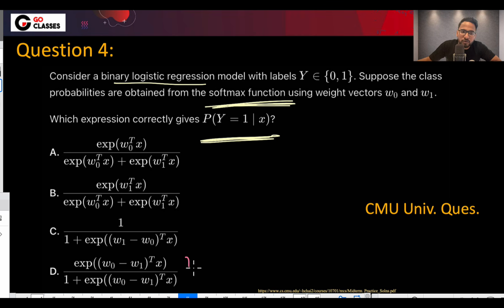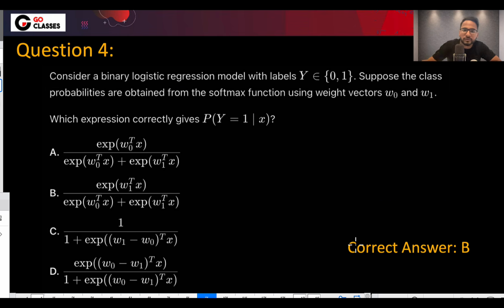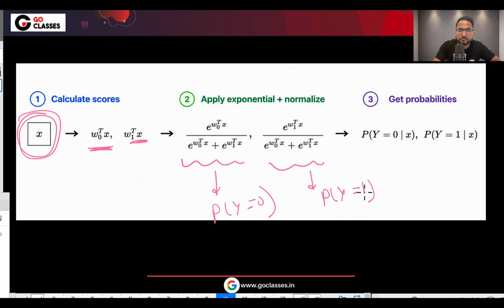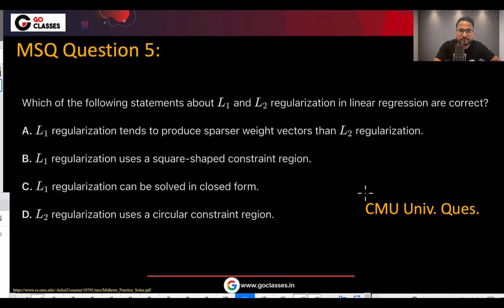Now see, D could also be correct, I think, if this is W1 minus W0. If this is W1 minus W0, then D could also be correct. Why? Because if you divide, let's suppose, by the W0, then it will be W1 minus W0, and here also W1 minus W0. So currently D is not the correct answer, but if it is W1 minus W0, then B and D are the same. In that case D is also correct, but currently D is not correct. So B is the only correct answer here. We have seen all of this in the lectures also, right? So this is softmax regression.